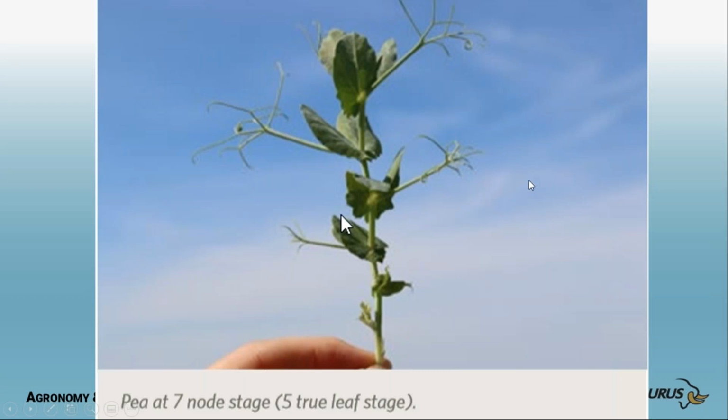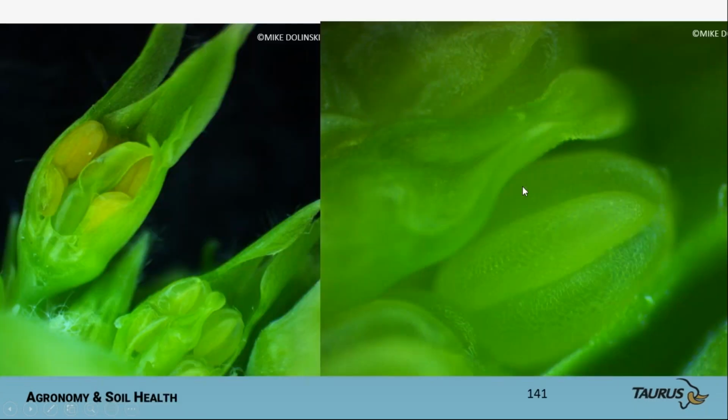And eventually you get the plant growing up, and flowers start forming. Now here's the point I want to make. If you take a look at two or three of the flowers that are on each, I don't know whether it would be called the peduncle of the plant, and you cut into it, you can see that this one is more advanced than this one.